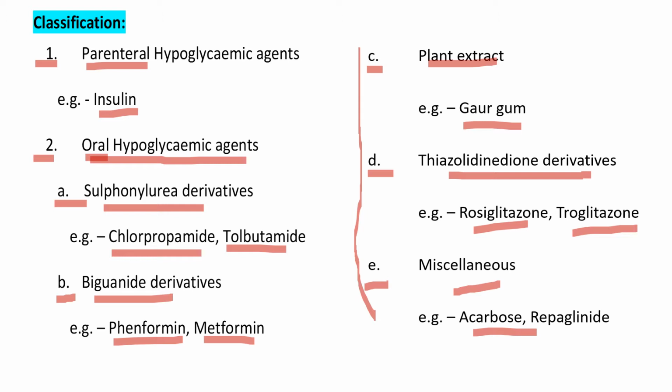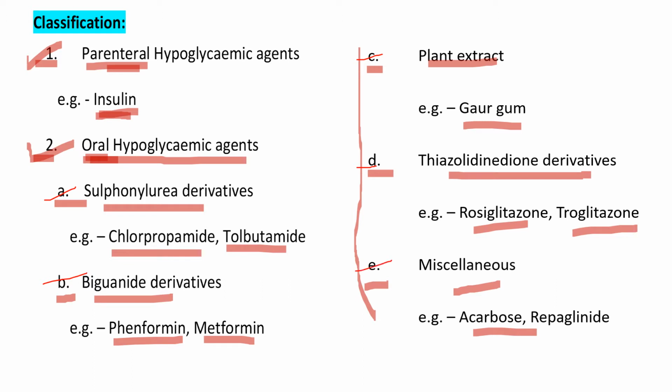diabetes mellitus. It is classified into 2 classes depending on route of administration: first, parenteral route, second, oral hypoglycemic. Parenteral's example is insulin. Oral is classified into 5 classes. First one, sulfonylurea derivatives, second biguanide derivatives, C plant extract, D thiazolidinedione derivatives, and last, miscellaneous.